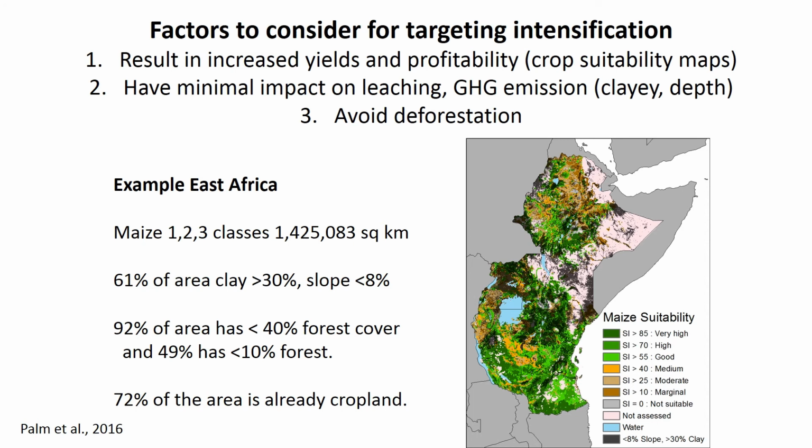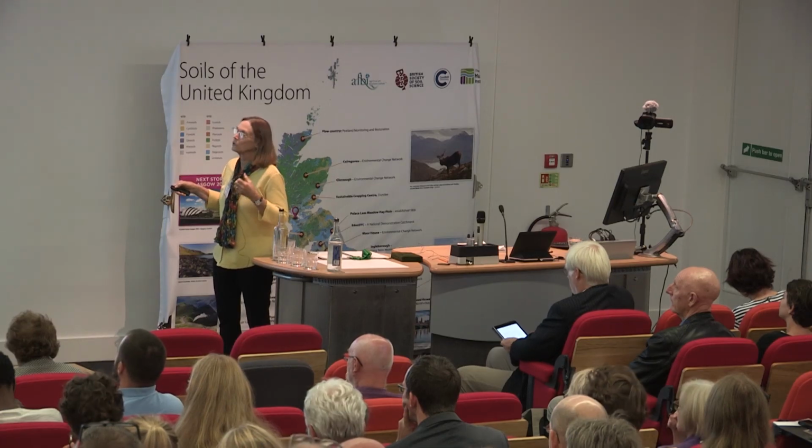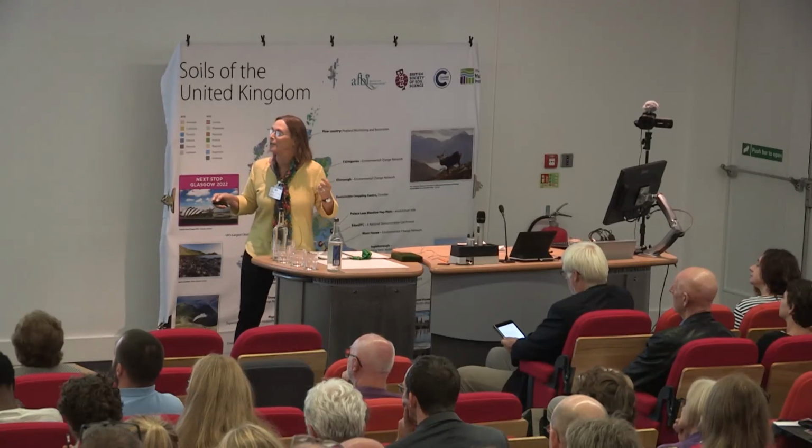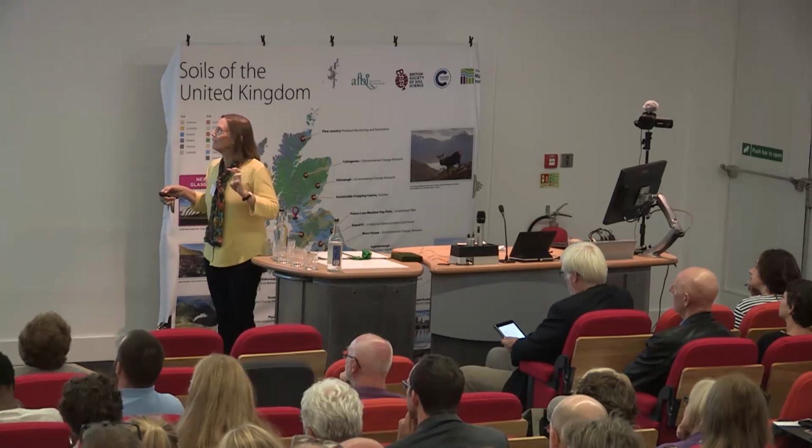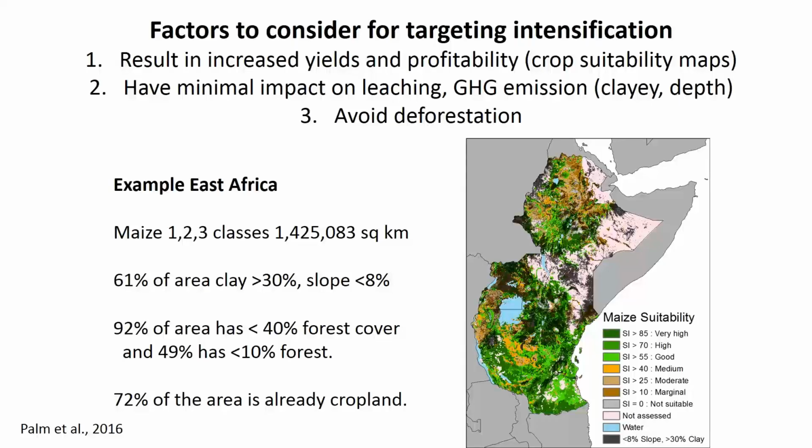So we picked these top 3 ones. Then we said, all right, let's have minimal impact on leaching and greenhouse gases. So we want it to be clay and to be deep. And so we use AfSIS maps, digital elevation maps. And then we also said, and you can't cut down the forest. So where are those places? And this is just an example. You could pick your own. We also did slope. So you could play around with these.